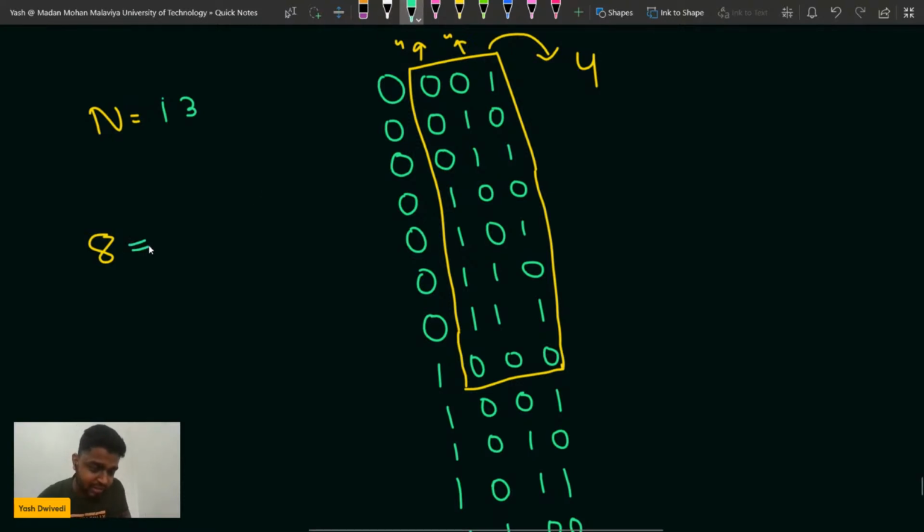Which power of 2 is 8? 8 is nothing but 2 to the power 3. Please write 3 in the chat. For 3 positions I'm having this, right? This is the first position, second position, and third position. So for 3 positions I can see that n by 2 number of bits are set.